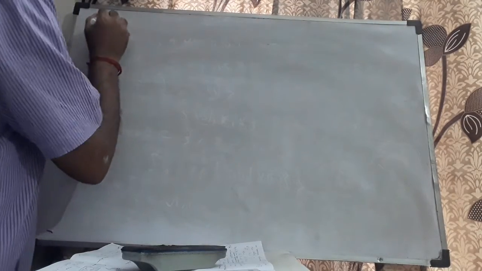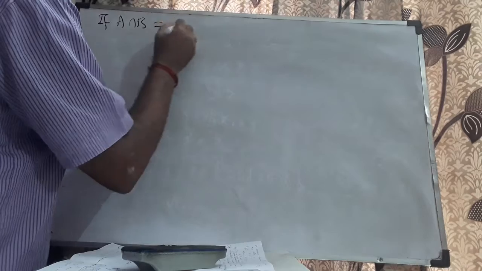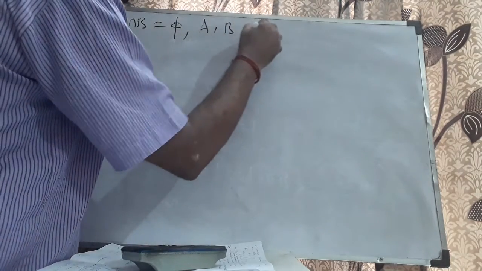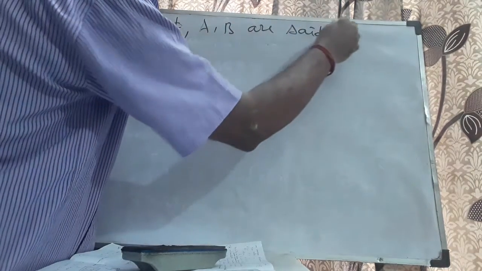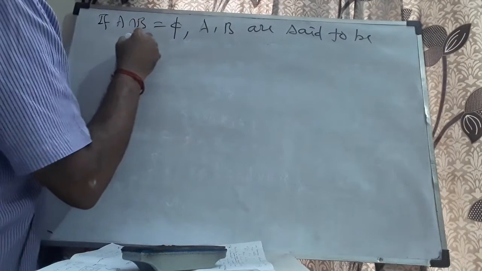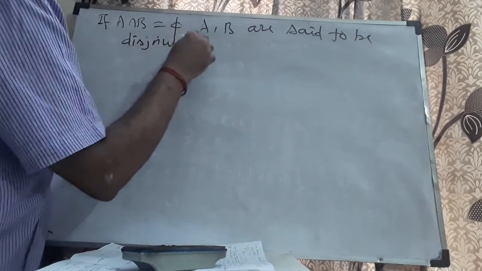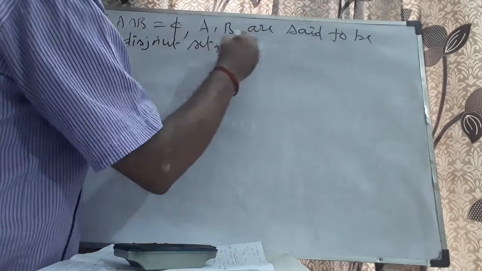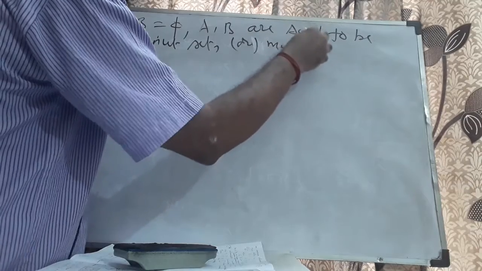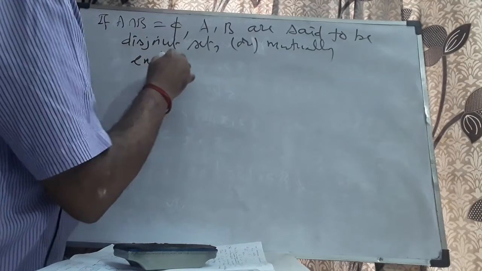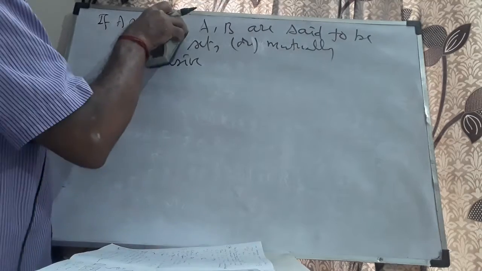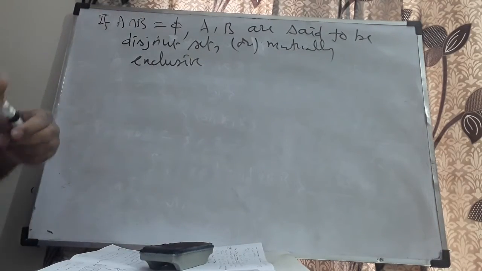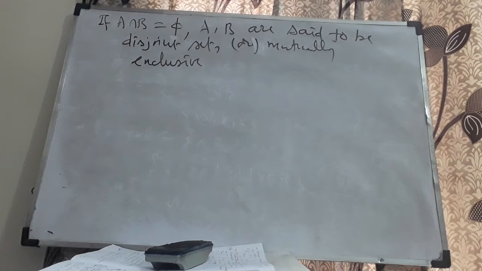Okay. If the intersection of two sets is empty, that is, if A intersection B is equal to empty, A and B are said to be disjoint sets or mutually exclusive sets. Mutually exclusive, disjoint, either way you can call it. If the intersection is empty, they are said to be disjoint. You can think of an example also.